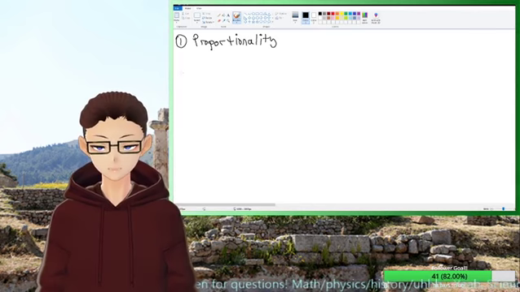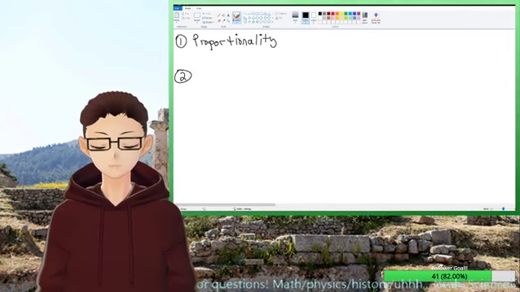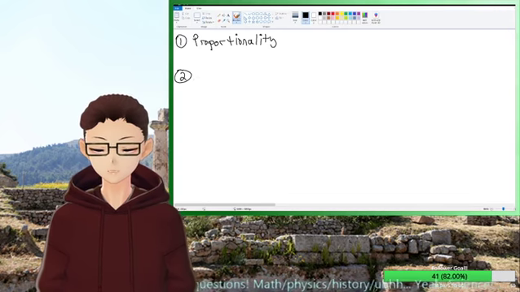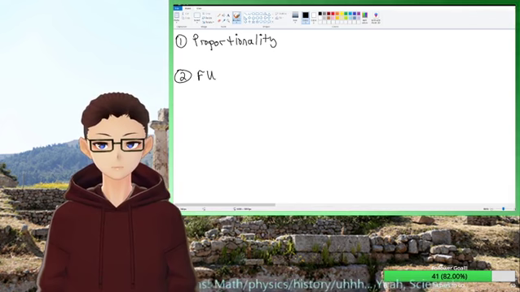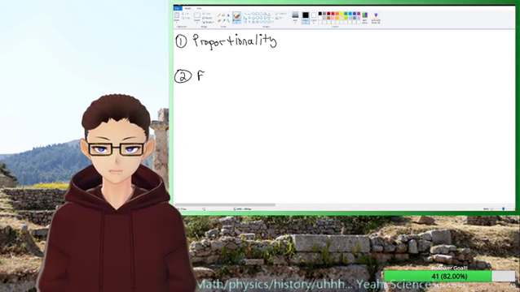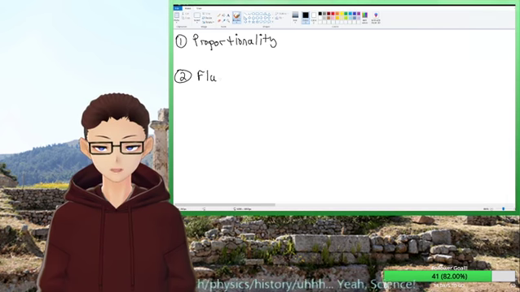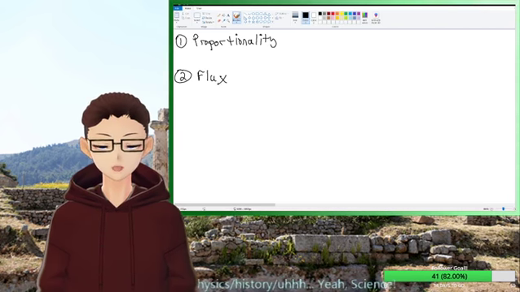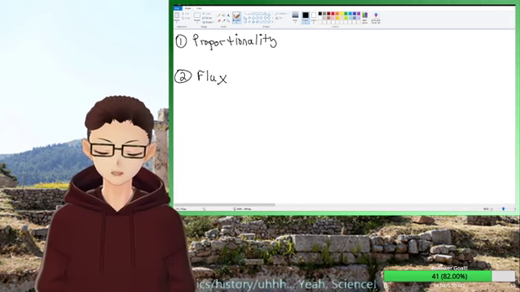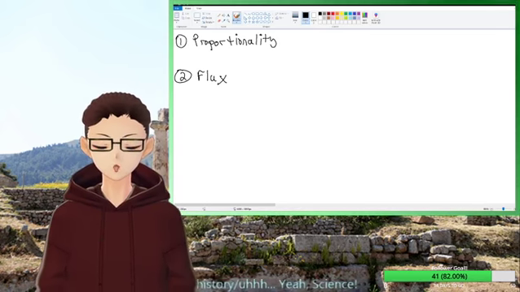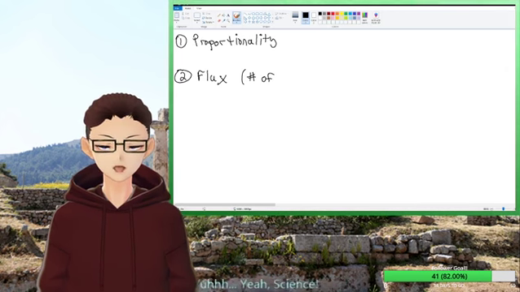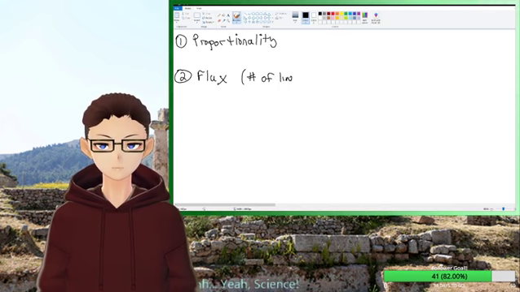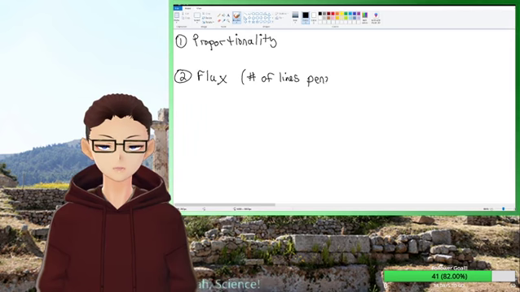The next thing is also a math topic. Flux. No, not FU. FLUX, flux. Namely, number of lines penetrating a boundary.